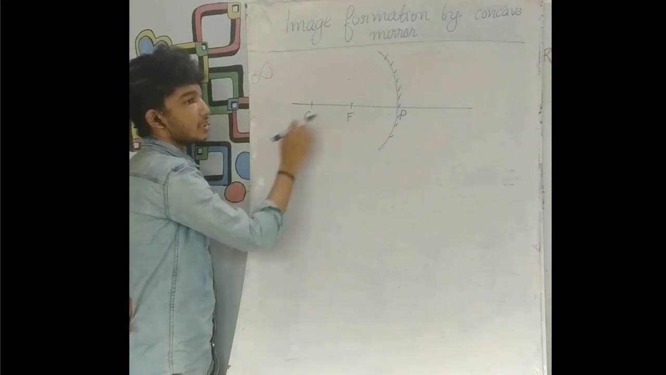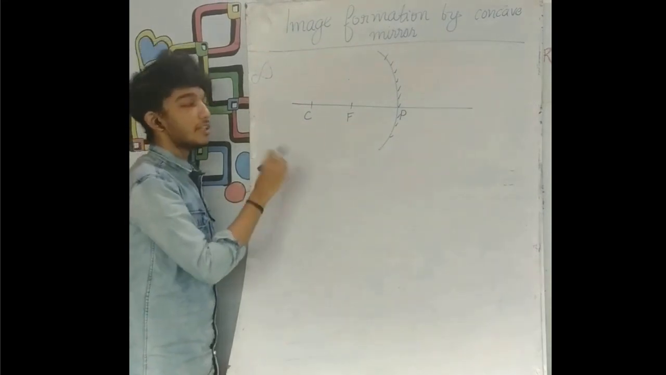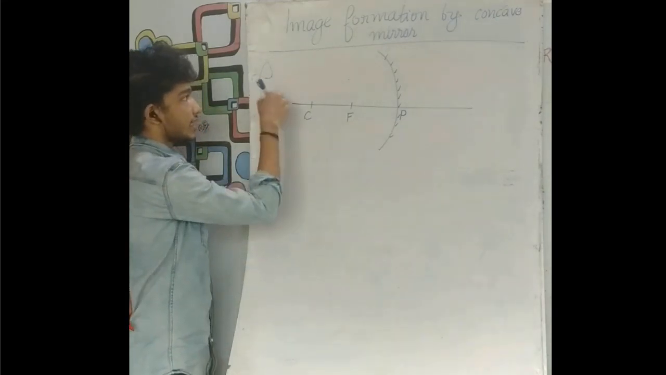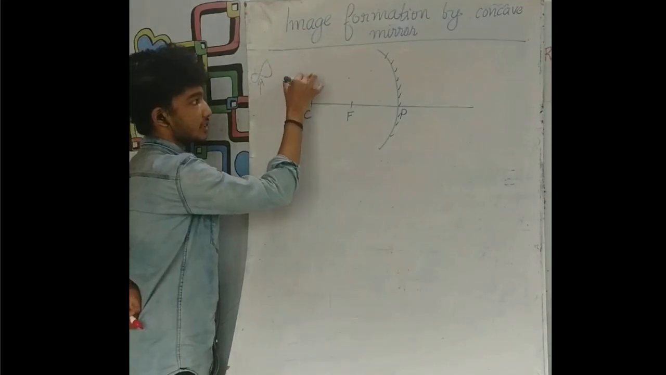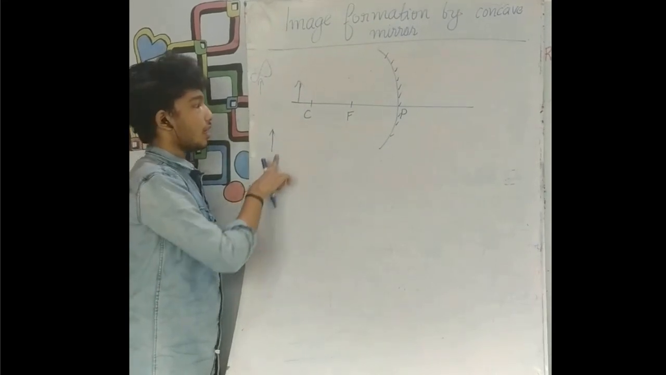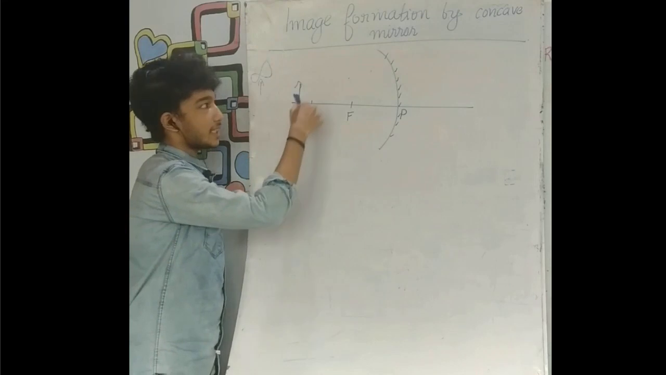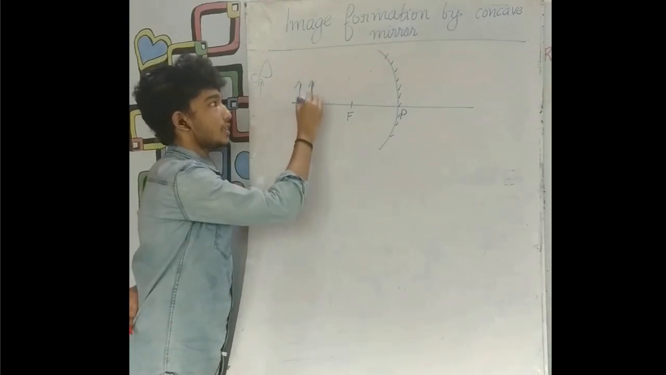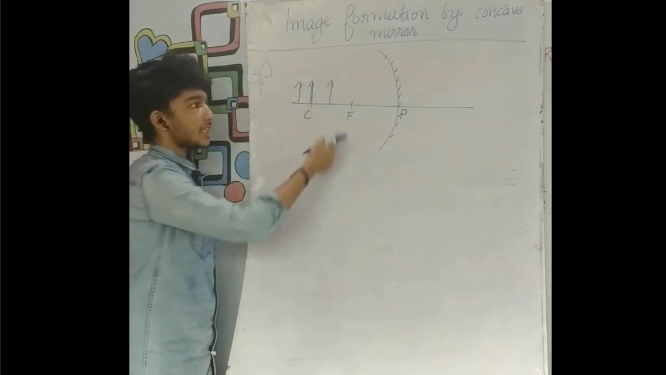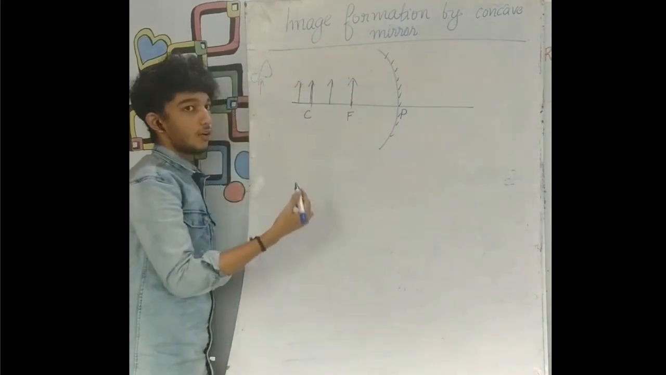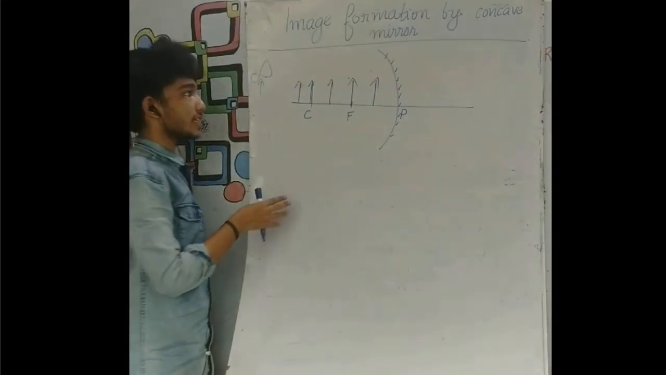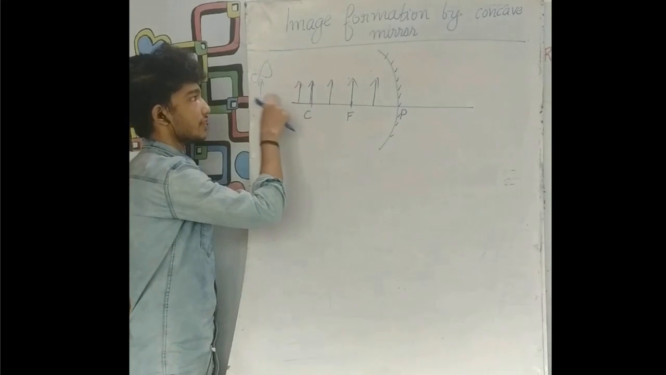And then in front of the mirror where can we place the object? We can place the object beyond the center of curvature. Usually the object is denoted like this, an arrow. Or we can place the object at the center of curvature. Then we can place the object between the center of curvature and the focus. We can also place the object at the focus. Also we can place the object between the focus and the pole. These are the 6 positions where we can place the object. 1, 2, 3, 4, 5 and 6.